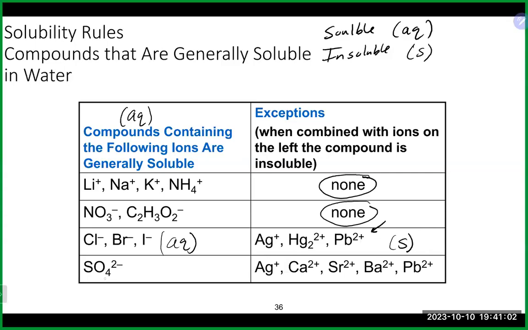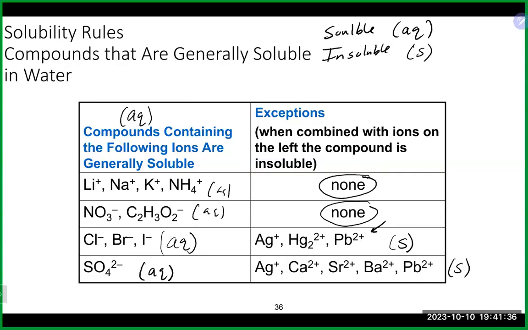Sulfate is typically soluble in everybody, but there are some exceptions: silver, calcium, strontium, barium, and lead. So once again, if you have sulfate with anybody except those guys, it will be soluble. But if you have any of those guys there with sulfate, then it will become the opposite and will become insoluble, and they will make a solid. Any questions on that there?